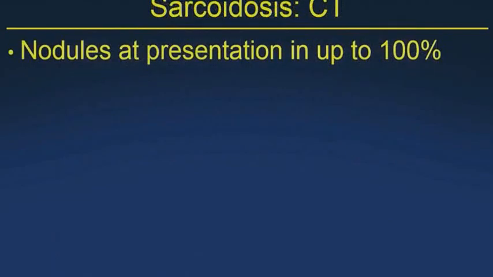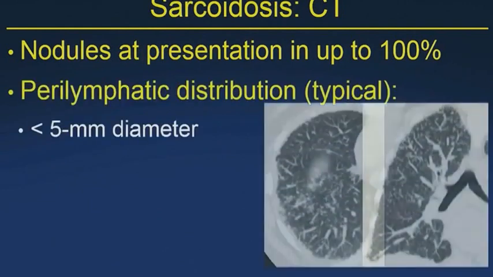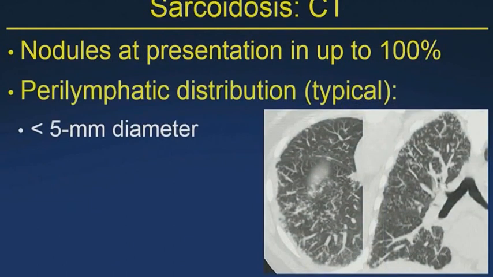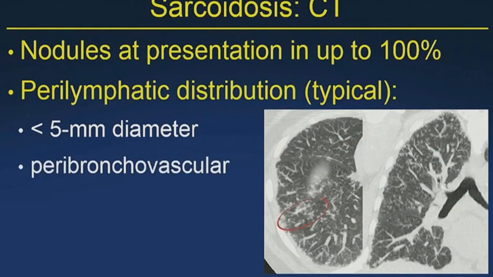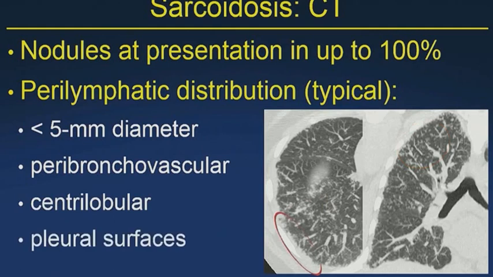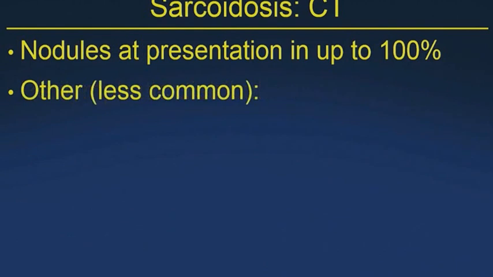Now, let's talk a little bit about common CT findings in sarcoid. Nodules are seen at presentation in up to 100% of affected individuals. The most common pattern for nodules is that which I've just shown you, the perilymphatic pattern. Again, characterized by nodules less than 5 millimeters in diameter, which are peribronchovascular in distribution, cut in cross-section, may appear as centrilobular nodules, but have that very characteristic alignment along the posterior pleural surfaces, as you can see here, and along visceral pleura.